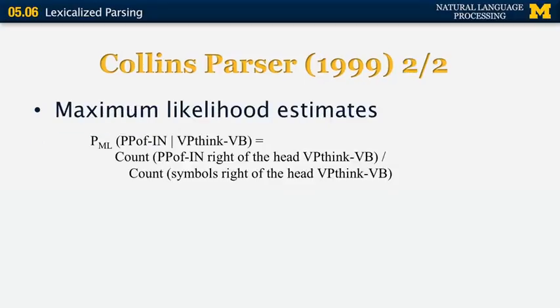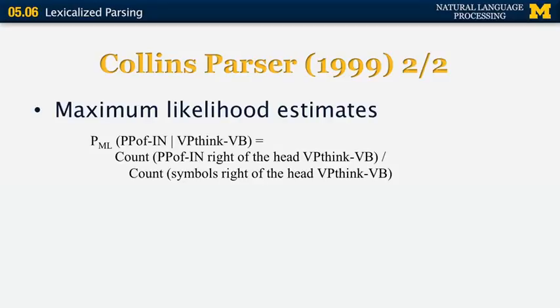So the probabilities are estimated using maximum likelihood estimation from the Penn Treebank. Here's an example. We want to find the conditional probability of the preposition "of" given the verb "think." "Of" is labeled as IN, the preposition, in.